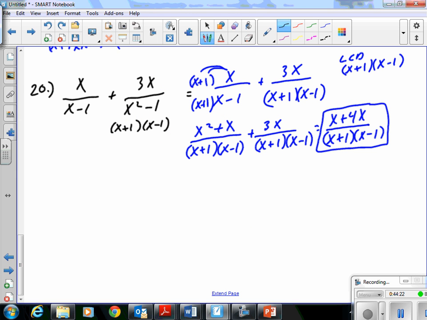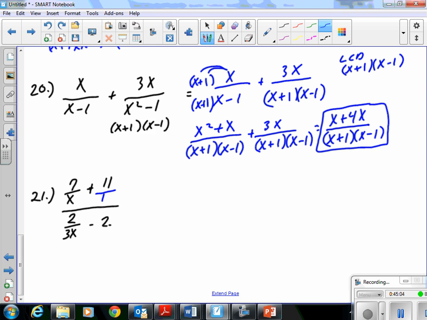So that was 20, now 21. On 21, we are looking at 7 over x plus 11 over 2 over 3x minus 2. So this is a complex fraction. So first thing we need to do is work to get the parts of the numerator and denominator combined. So we've got to have a common denominator. And so on the top, that's 11 over 1.